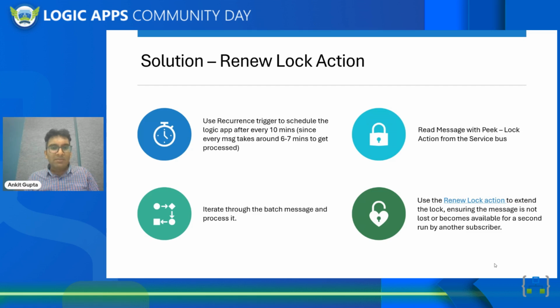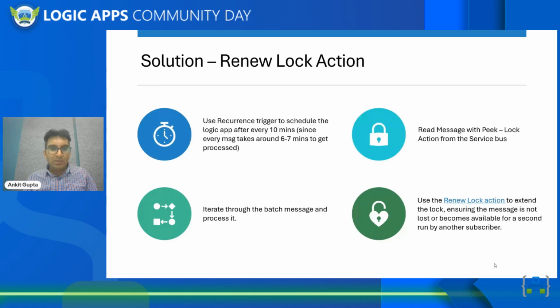These are the steps that we performed in our Logic App. We used a recurrence trigger to schedule the Logic App every 10 minutes, because every message was taking around 6 to 7 minutes to get processed. Then we read the message with the peek lock action from the Azure Service Bus, and then we iterate through the batch message and process it. And then the main part, we use the renew lock action to extend the lock, ensuring the message is not lost or does not become available for the second run by another subscriber. I hope this problem statement is clear.